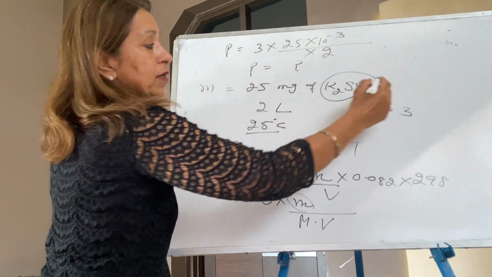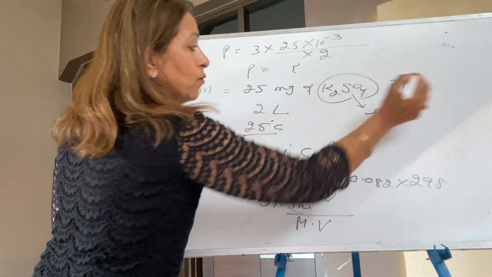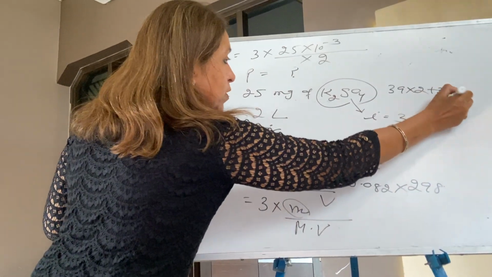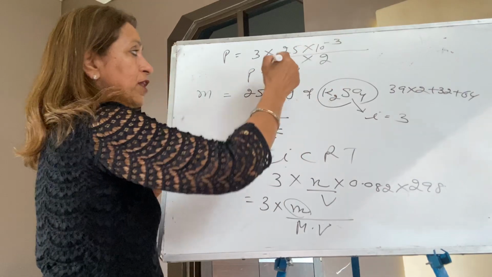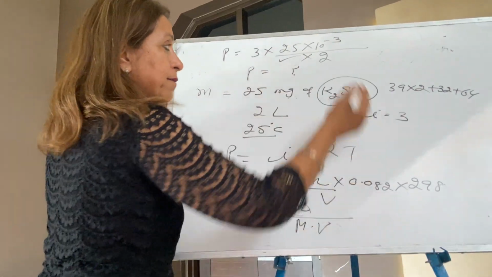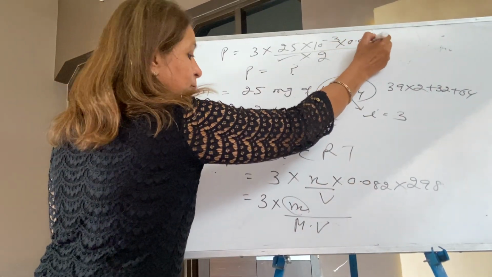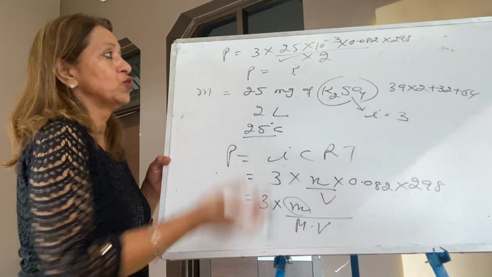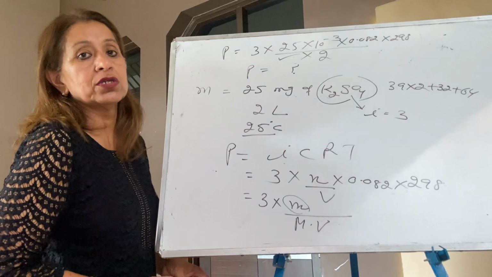What is the capital M? It is 39 into 2. Potassium atomic weight is 39. Sulfur is 32. Oxygen is 64. Calculate the weight and put here. Rest is same. R is 0.082 and temperature is 298. So this comes to us as the osmotic pressure.